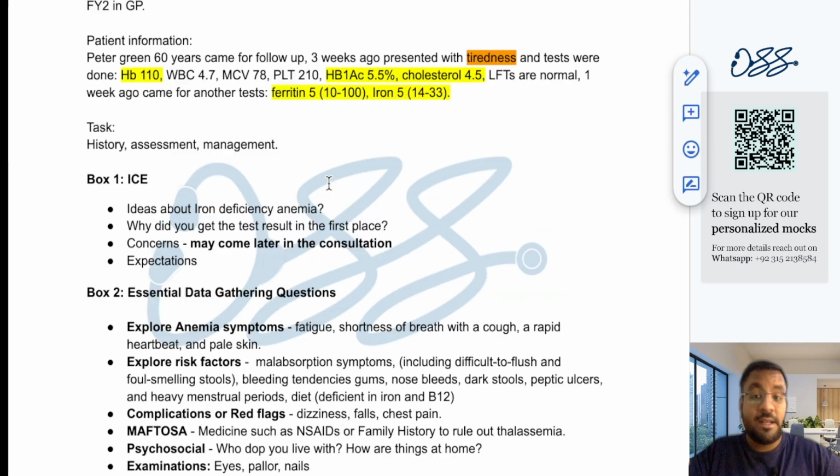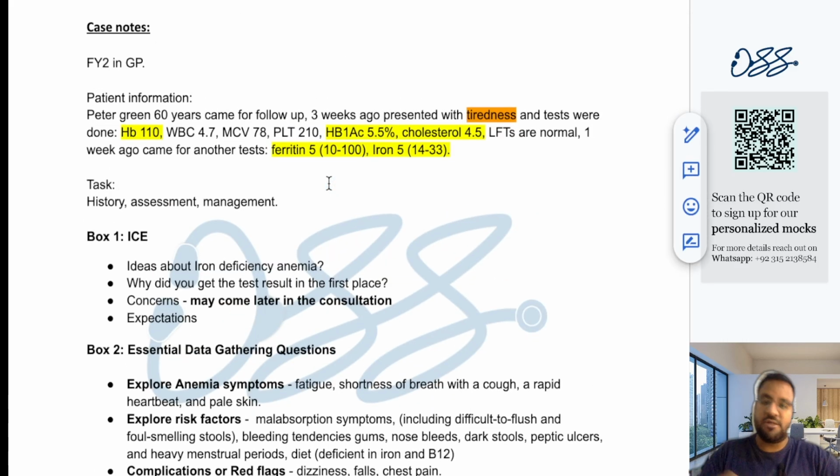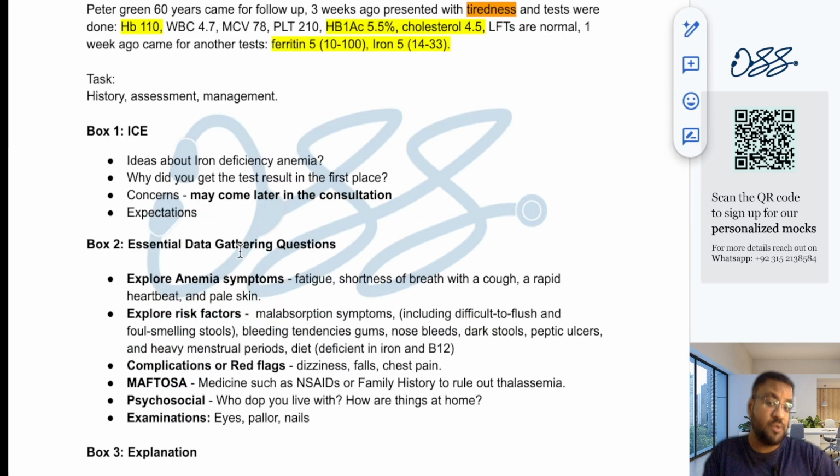Now what is more important is box number 2. Box 1 is easy. You just need to ask about the idea, concern, and expectations. This is pretty much straightforward. Box 2 is important. In box number 2, the first part that we talked about was exploring the situation and exploring the symptoms. Since this is anemia, you've got to explore the anemia symptoms.